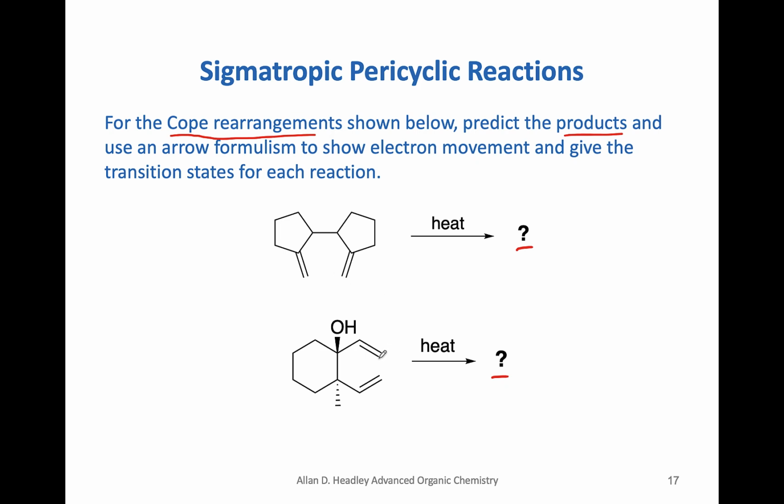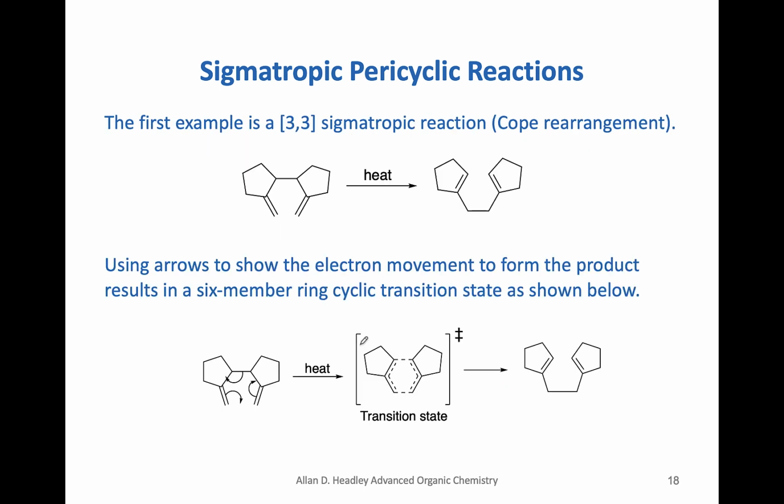Let's look at this one. As you can imagine, here are the pi bonds, here are the pi bonds. For the sigmatropic rearrangement reaction, these electrons can come out, these electrons out. Here's the sigma bond that will be broken, and here's the sigma bond that will be formed. So you should have an idea of what the product should look like based on this sigmatropic rearrangement.